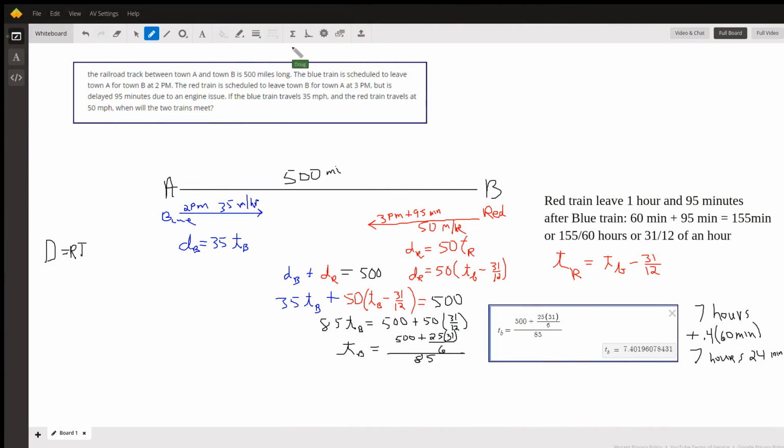Okay, as is frequently the case with these distance equals rate times time problems, it's a good idea to draw a little sketch. So here's town A and town B, 500 miles apart. Here's the blue train leaving at 2 p.m. at 35 miles per hour.